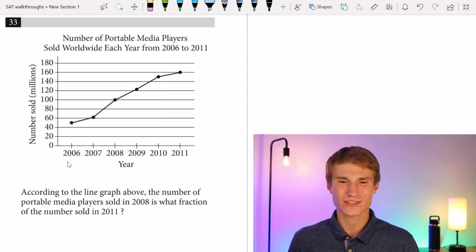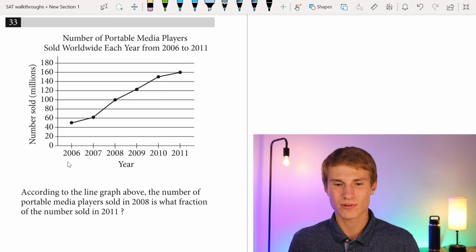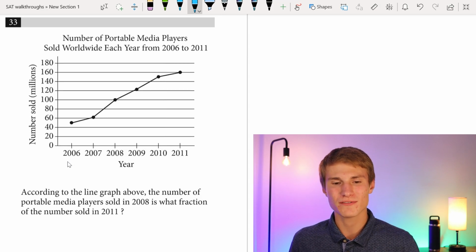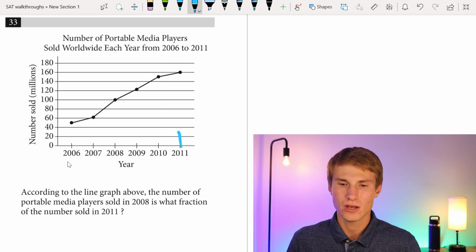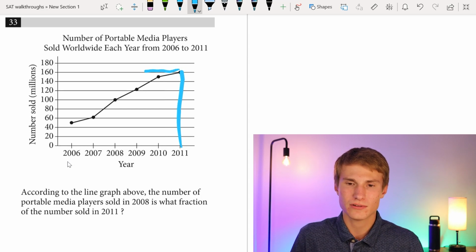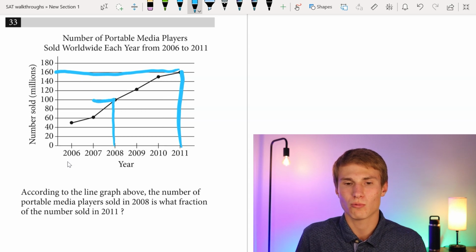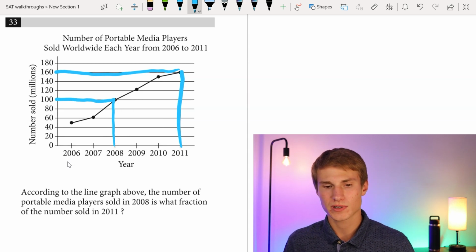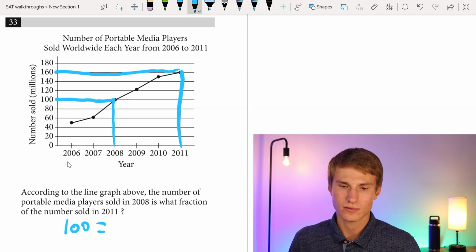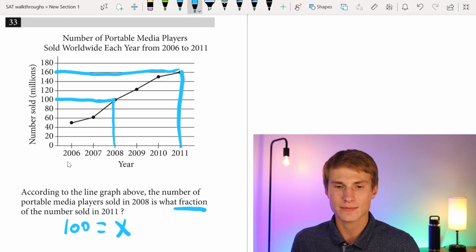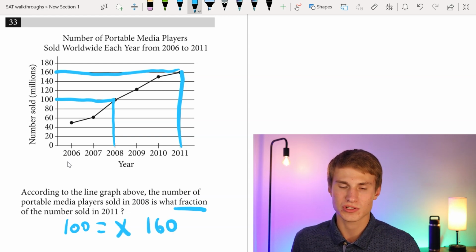All right, moving on to question 33. According to the line graph above, the number of portable media players sold in 2008 is what fraction of the number sold in 2011? Well, let's go ahead and find our number sold in 2011. We see that that's going to equal 160 million. And in 2008, we see that we sold 100 million. So what we're going to set up here is 100 for our number sold in 2008. Now, we need the fraction that it is of the number sold in 2011. So that fraction I'm going to put as x times the number sold in 2011, which is 160.